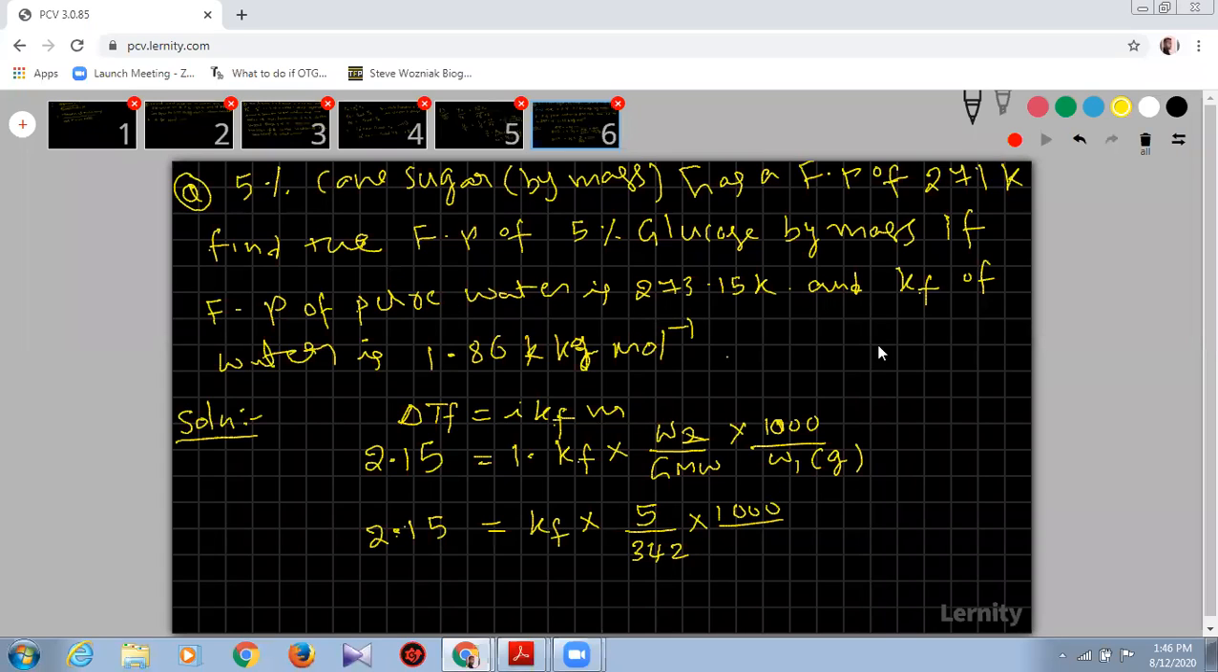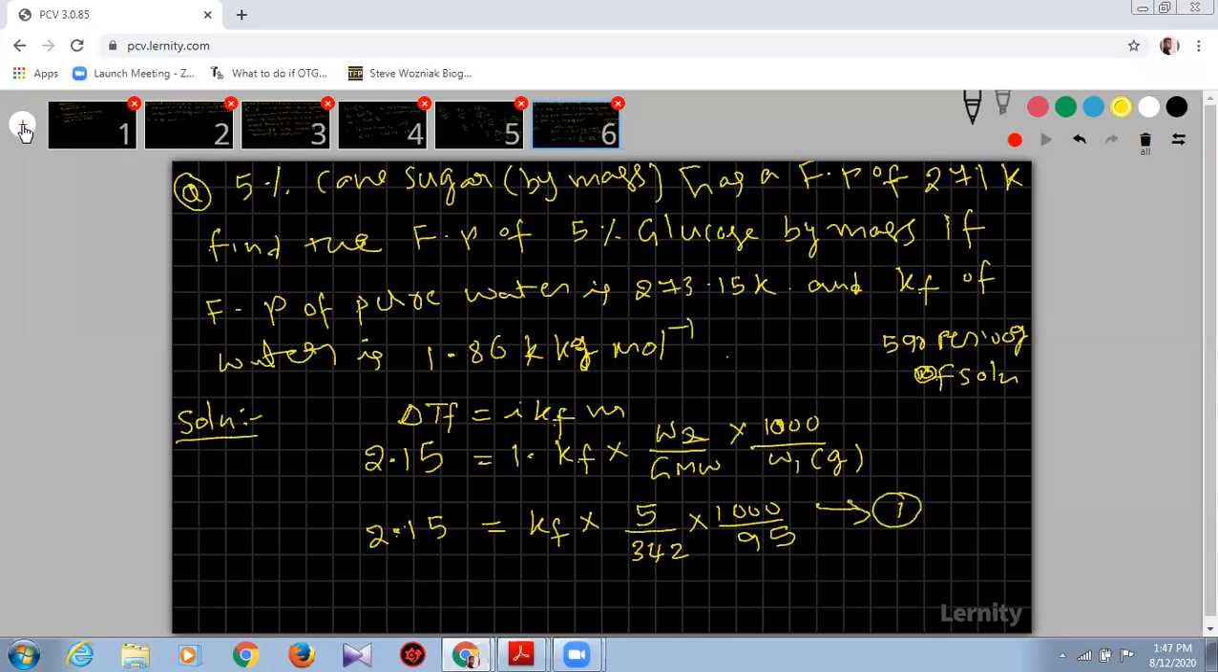5% cane sugar means 5 grams per 100 grams of solution. That means in 100 grams, there are 5 grams of solute and 95 grams of solvent. Molality means the weight of solute dissolved per 1 kg of solvent, so W1, the solvent, I will put as 95. I will take this as equation 1.